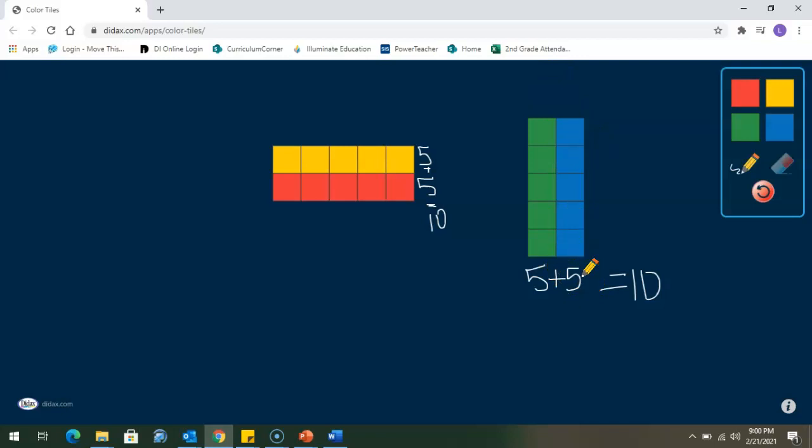Now I want you to think about this. Are the equations and the totals equal for both arrays? Yes, boys and girls. Why? Why are they equal?